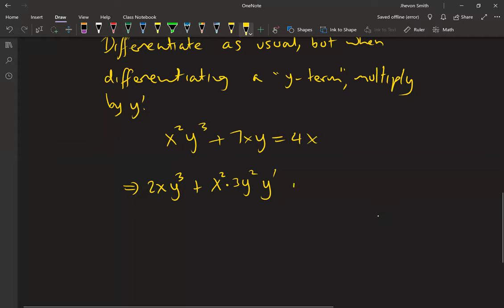So I'm just going to multiply this by y prime because I just differentiated the y term. Similarly, moving on to the next one, differentiate this, x times y, that is again a product of functions. So I differentiate the x, leave the y, plus leave the x, differentiate the y. But then I multiply by y prime. On the other side, derivative of 4x is 4. And now all you do is you want to solve for these guys.